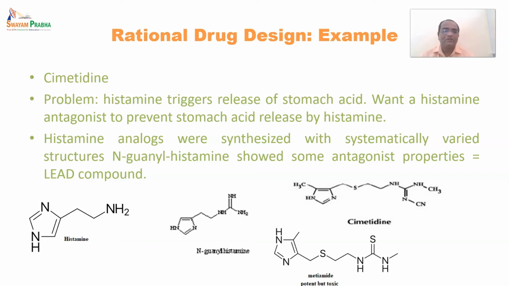ulcer, an antagonist has to be synthesized, and the antagonist was synthesized with the help of the neurotransmitter itself, that is histamine, by making little changes to histamine. So introducing a guanidine in the histamine, it became a lead molecule, and from that lead molecule there were some modifications, some additions of groups or atoms, which led to the potent cimetidine molecule. Also, metiamide was potent, but it was toxic.